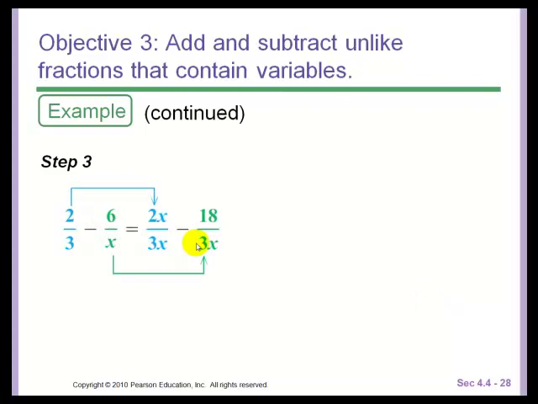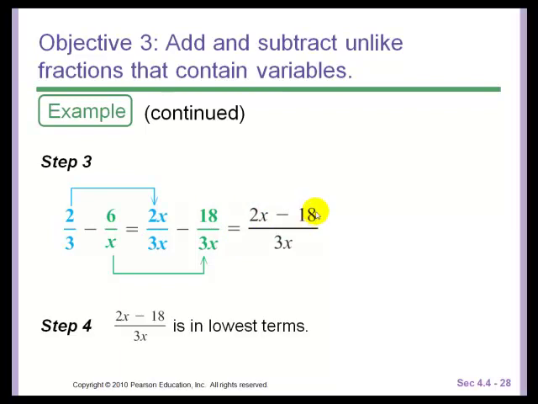Rewrite our fractions with our common denominators. We have 2x over 3x and 18 over 3x. And subtract 2x minus 18. Again, that's it. We're done. You cannot combine the numerators and you cannot partially simplify. This subtraction needs to happen before you can simplify. And since we cannot subtract, we cannot simplify.